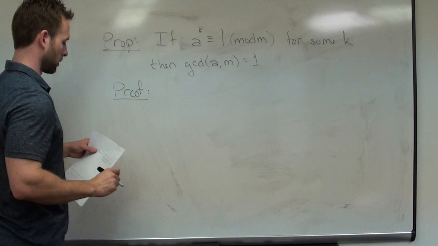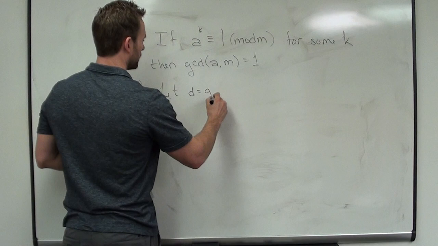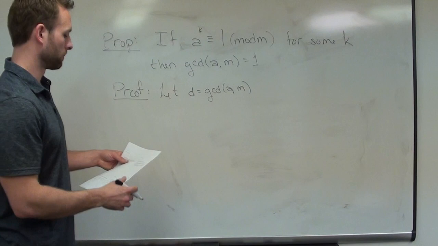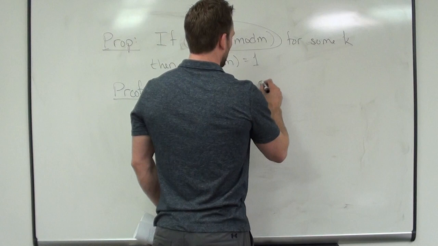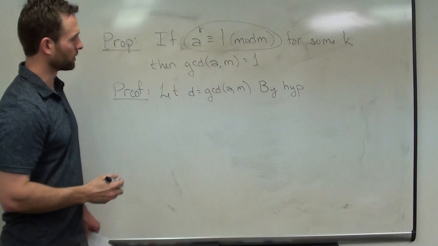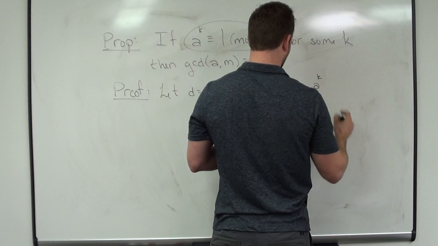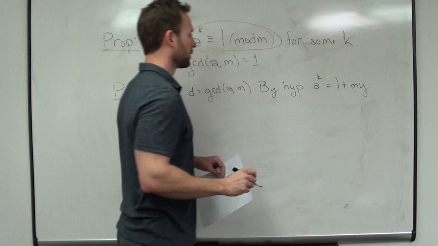Okay, so let's look at our proof here. And as usual, we say let d be the GCD of a and m, just for simplification, so we don't have to keep writing GCD all the time. And keep in mind, every time we have this congruence, we need to translate that into what it means. By hypothesis, a to the k congruent to 1 mod m means that a to the k is equal to 1 plus some multiple of m, where y is in Z.